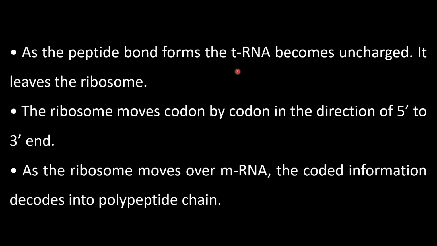As the peptide bond forms, the transfer RNA becomes uncharged. It leaves the ribosome. The ribosome moves codon by codon in the direction 5' to 3' end. As the ribosome moves over messenger RNA, the coded information decodes into the polypeptide chain. So in the second step, you will find the ribosome moves codon by codon in the direction 5' to 3'. And as it moves, the coded information decodes into a polypeptide chain.